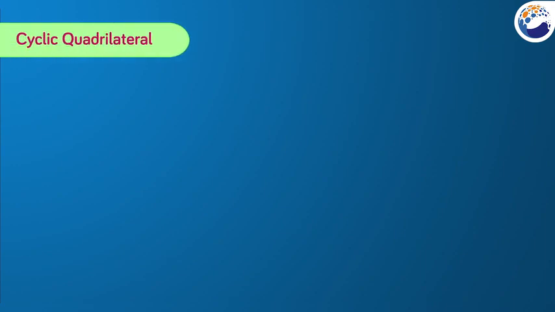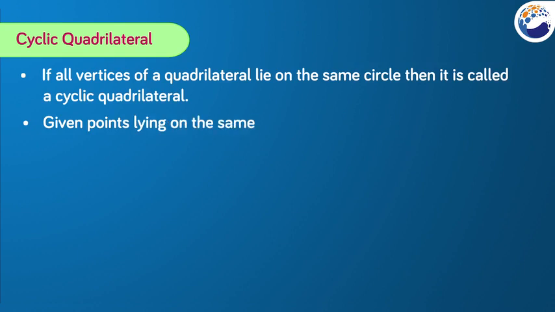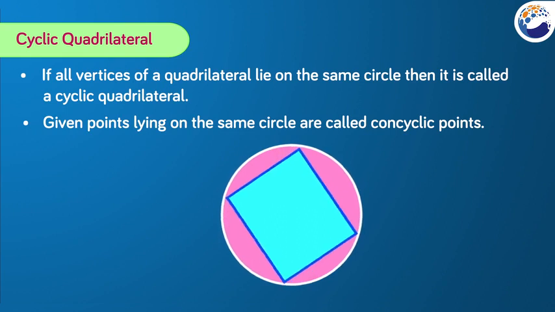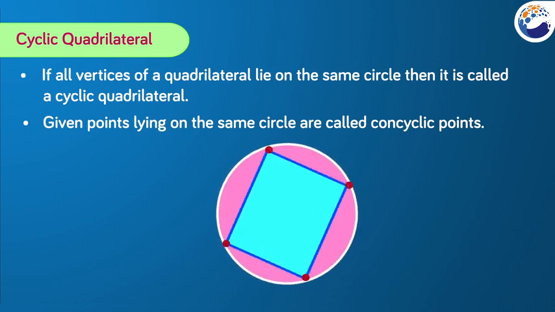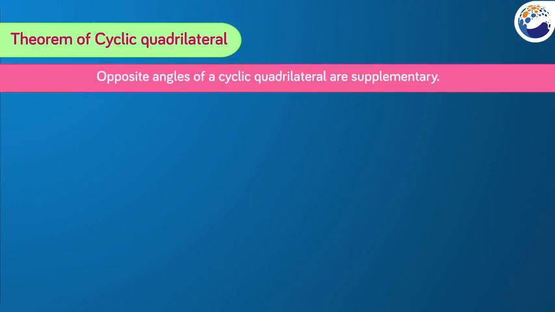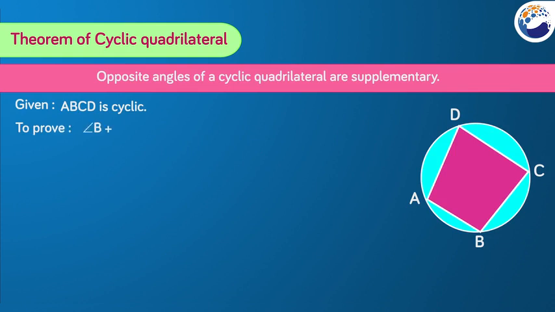Cyclic quadrilateral. If all vertices of a quadrilateral lie on the same circle, then it is called a cyclic quadrilateral. Given points lying on the same circle are called concyclic points. Theorem of cyclic quadrilateral. Opposite angles of a cyclic quadrilateral are supplementary. Given ABCD is cyclic. To prove, angle B plus angle D is equal to 180 degrees. Angle A plus angle C is equal to 180 degrees.